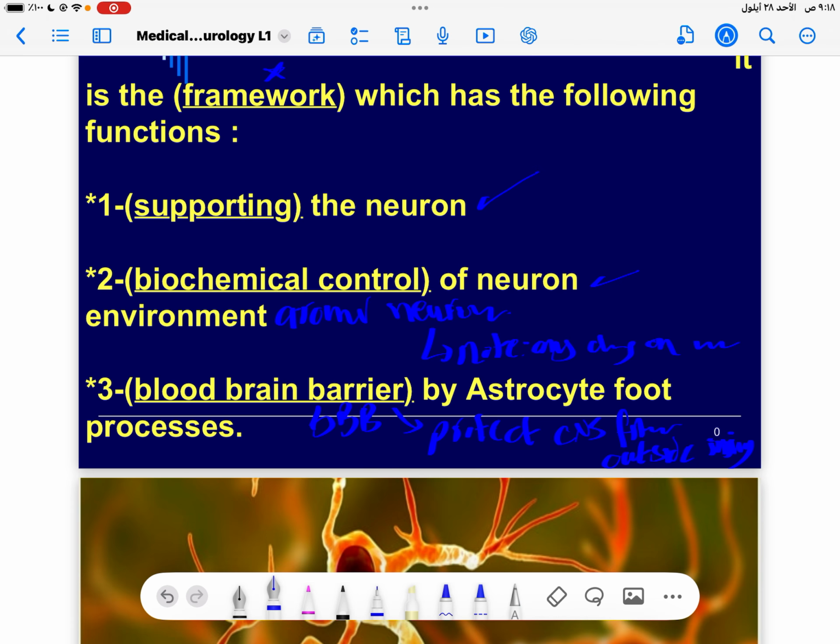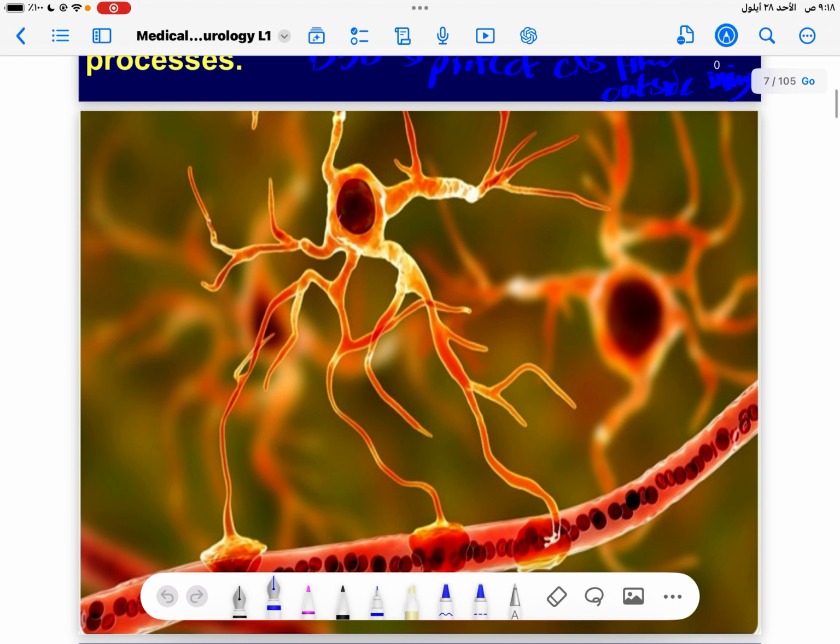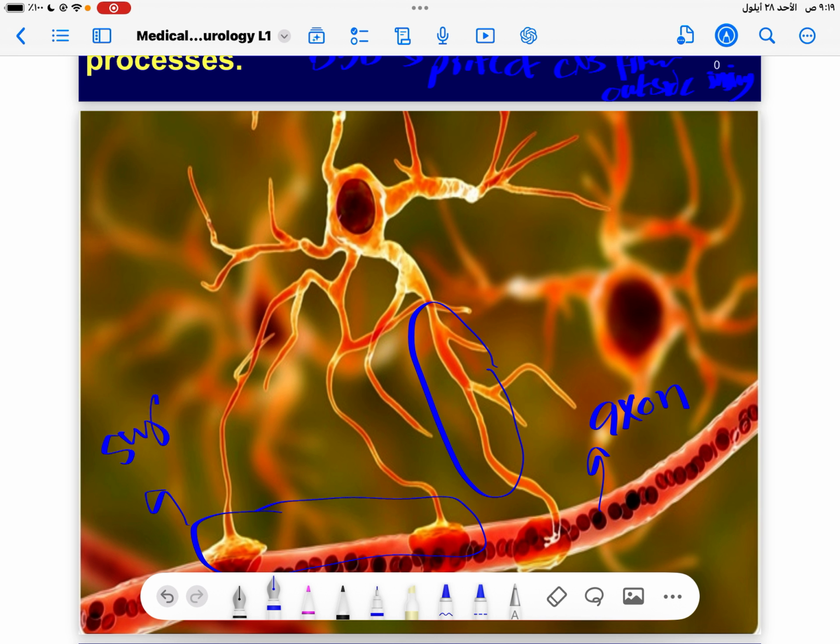Now, this is the astrocyte, and these are the fibers of the astrocyte, and it is holding the axon, supporting the axon. That's why it is a framework to support the axon. And it has biochemical control and the blood-brain barrier.